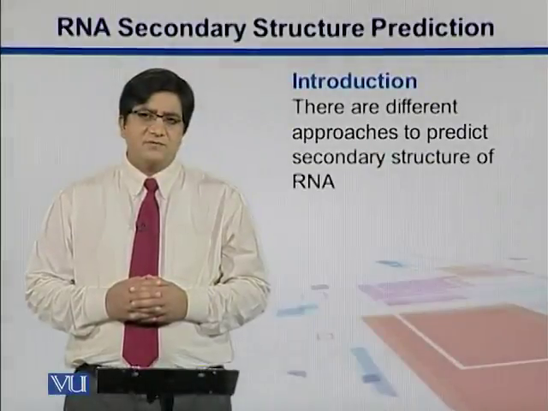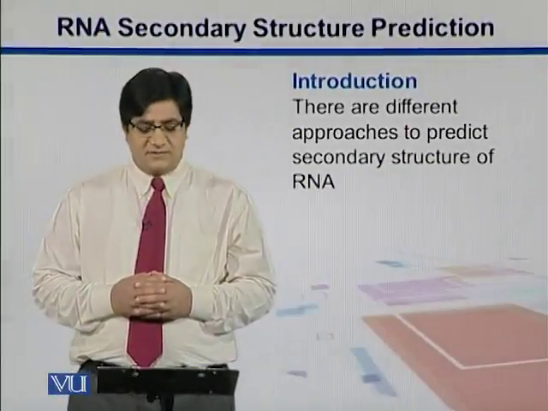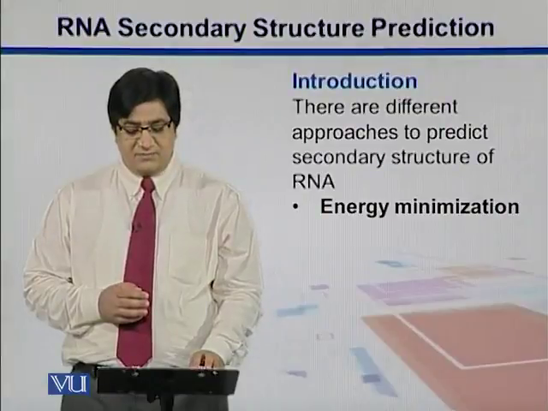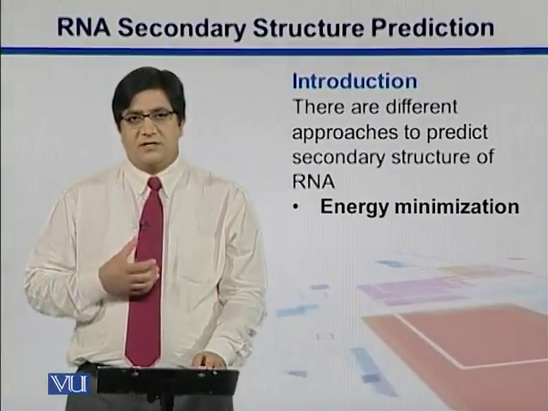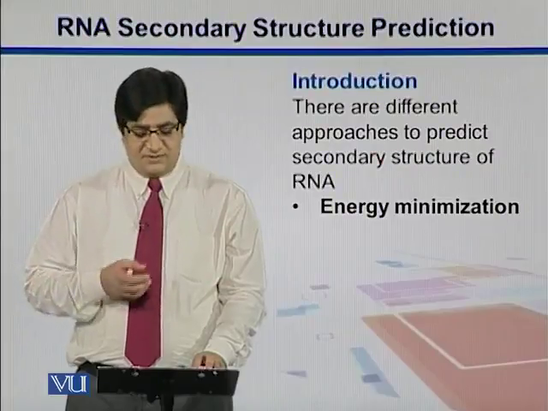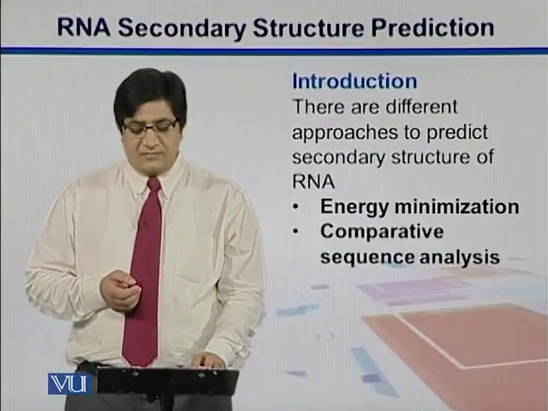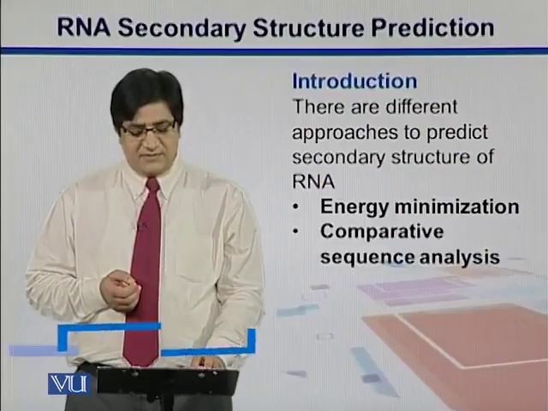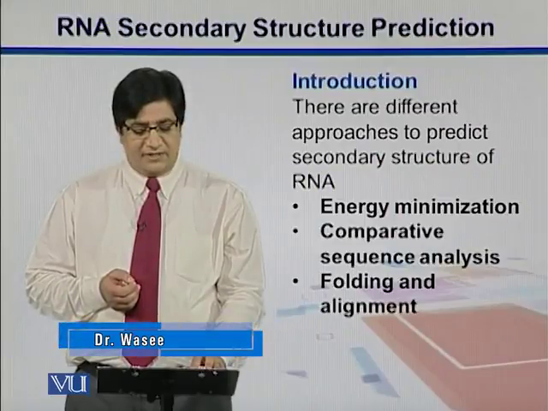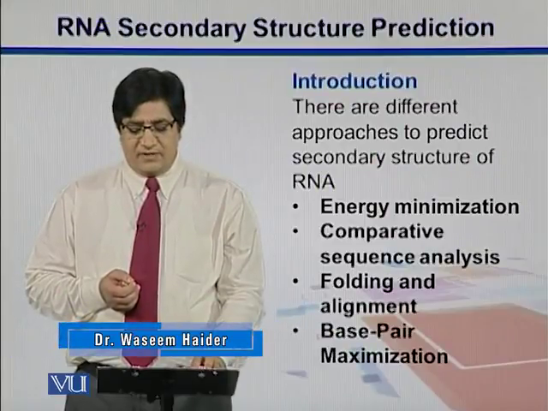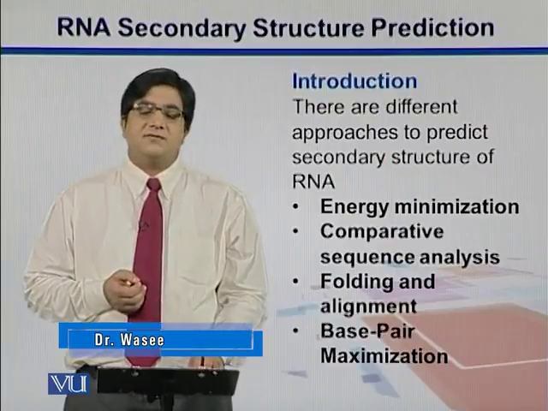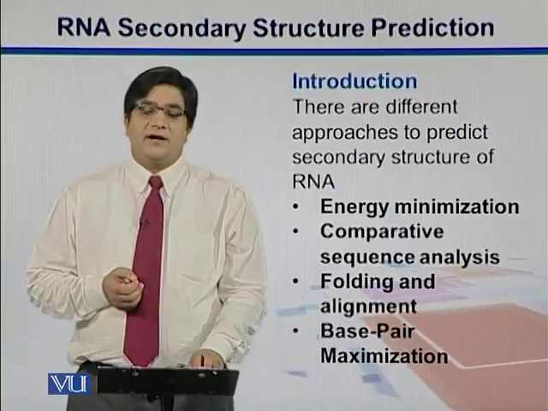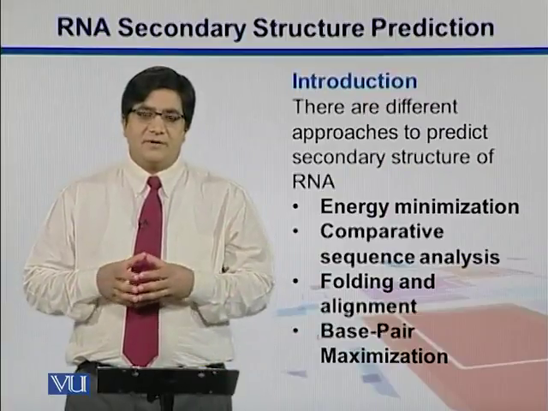There are different approaches to predict RNA secondary structures. One of them is energy minimization, where we come up with a structure that has the overall energy of that system at a minimum. We can do comparative sequence analysis. We can do folding and alignment. And finally, there is another method where we have base pair maximization. So we try to find that maximum bases are paired with one another.